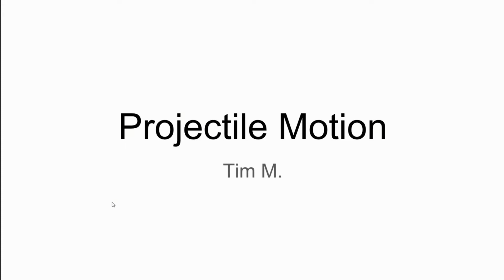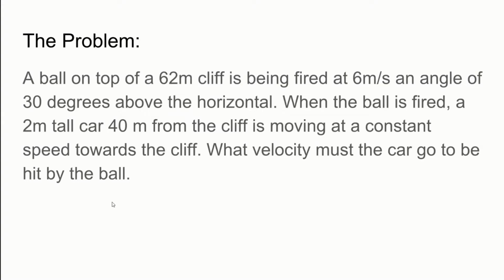Projectile motion. The problem. A ball is on top of a 62-meter cliff and is being fired at 6 meters per second at an angle of 30 degrees above the horizontal. When the ball is fired, a 2-meter tall car is 40 meters from the base of the cliff and is moving at a constant speed towards the cliff. What velocity must the car be going to be hit by the ball?